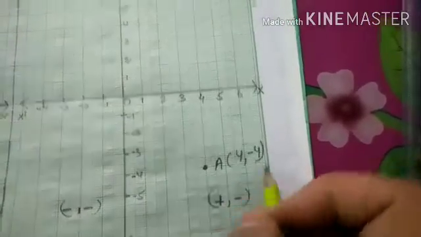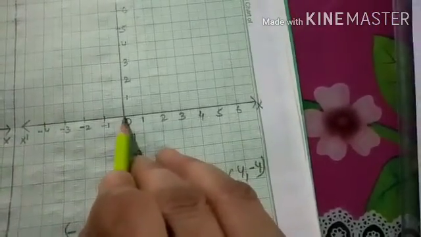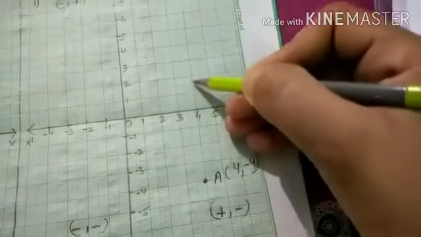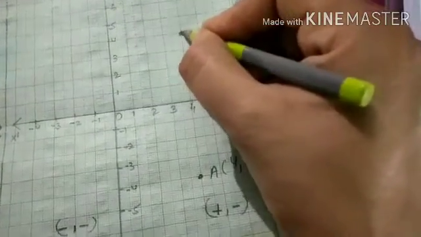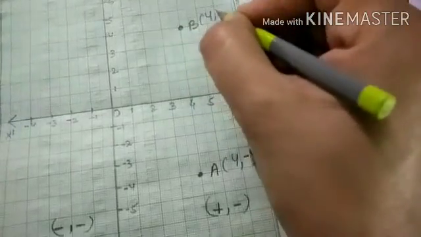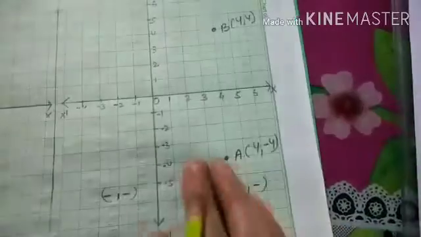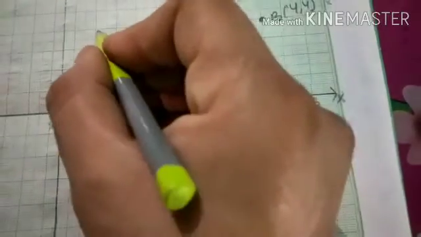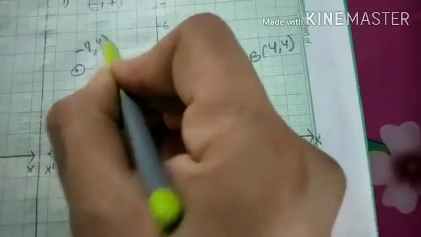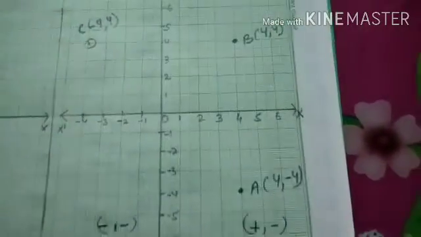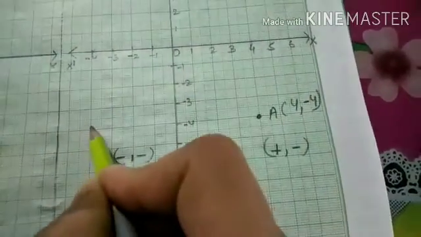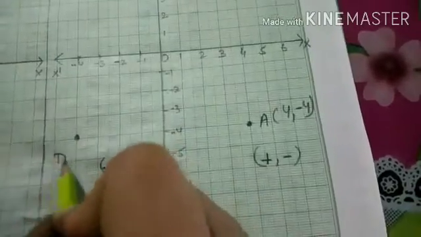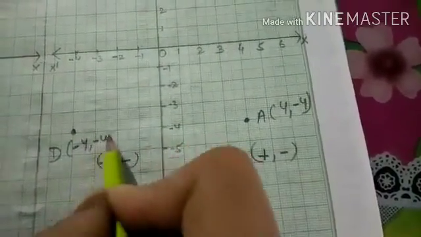B point we have (4, 4), both positive, in the first quadrant. 4 here and 4 here. This is the B point, that is 4 and 4. C point we have (-4, 4), -4 on the x-axis and 4 in the positive direction. This is the C point. After that, D point we have (-4, -4), -4 and -4 here. This is the D point, -4 and -4.